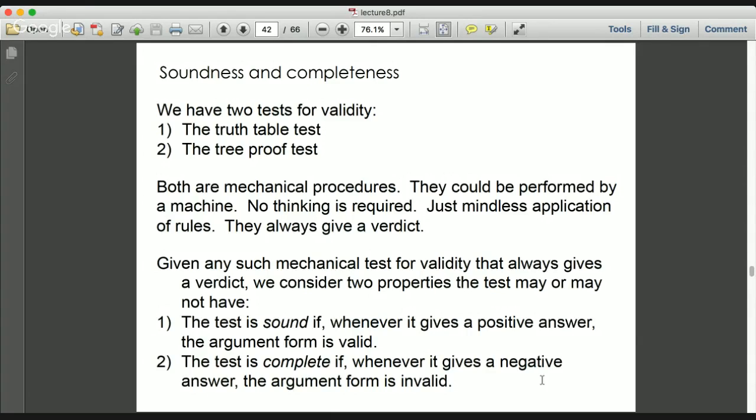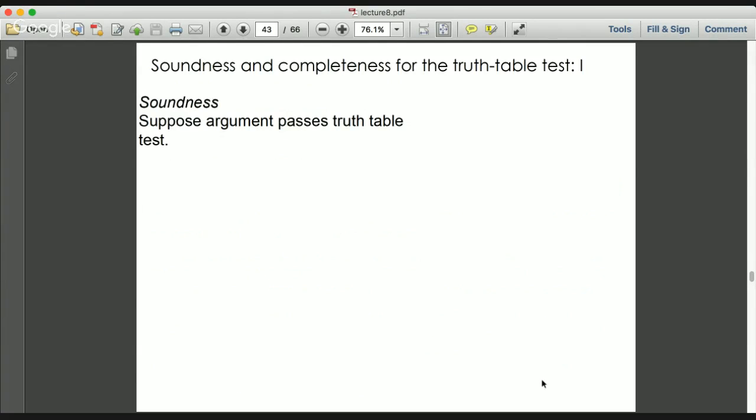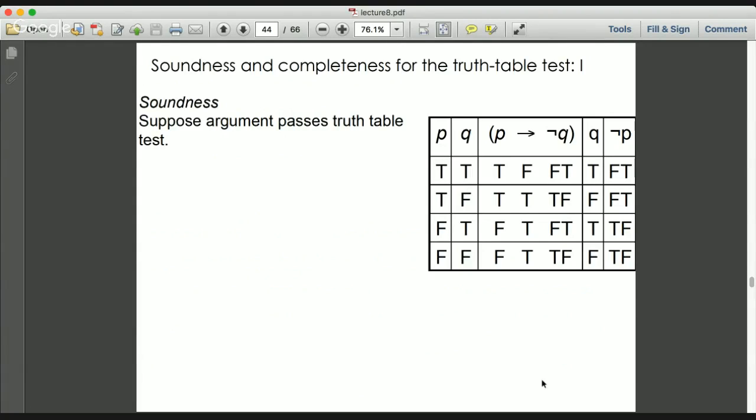Let's spell this out a bit more with some examples so you can hopefully see what I mean. Okay. So let's look for soundness first. So suppose that an argument passes the truth table test. So here's an argument where the premises are if P then not Q, P, therefore Q, therefore not P.